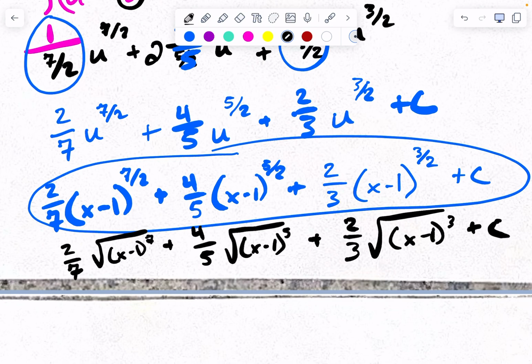I'm out of room. Yes, if the denominator of the power is like 3, it'd be the cubic root. Right. Okay, number 12.